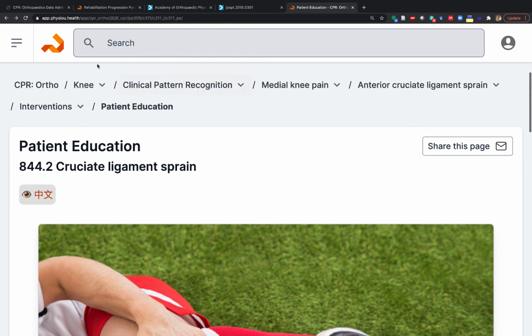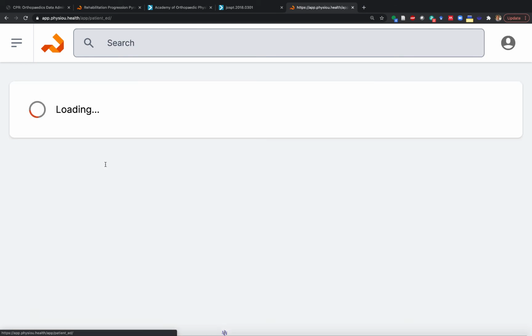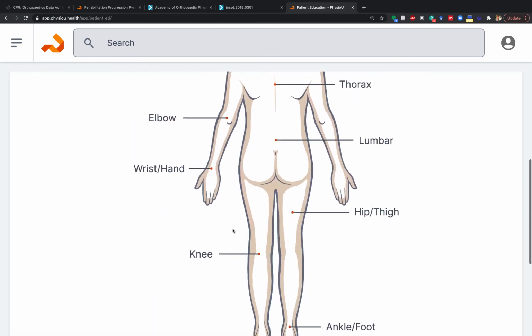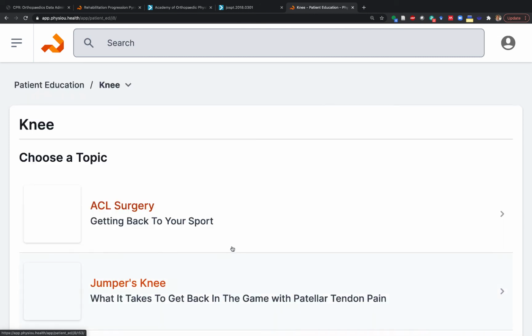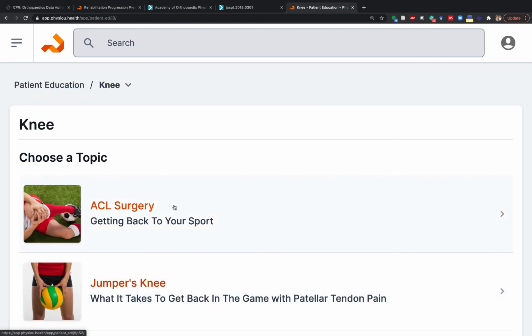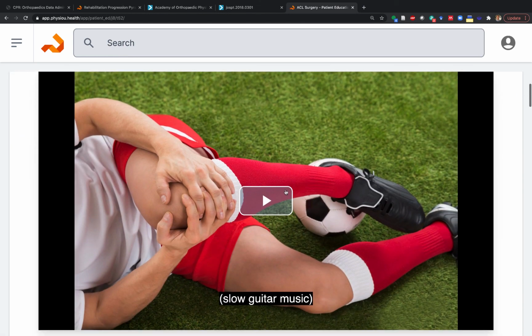Now, one other thing that I want to show you, if you go back to the PhysioU apps, under patient education, we have a special directly written for patients piece of education. So here's ACL surgery, getting back to your sport. So you'll see one of our clinical specialists will talk to the patient and tell them that they're going to be okay.